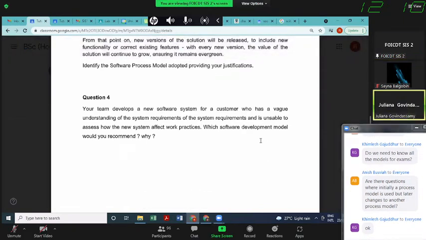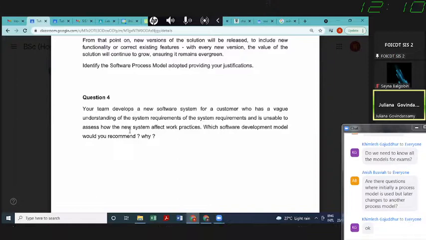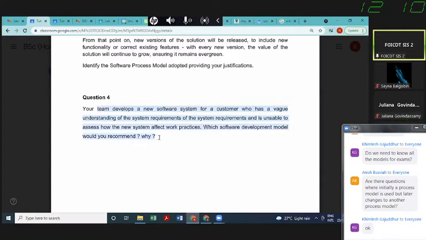Sir, can we put XP as answer for question 4? Yes, you can use XP for question number 4 because these are not stable requirements. But again, here you give your proper justification. These questions are just to make you think about the different process models. You can have a number of answers possible. Okay, so it's just to make you think.